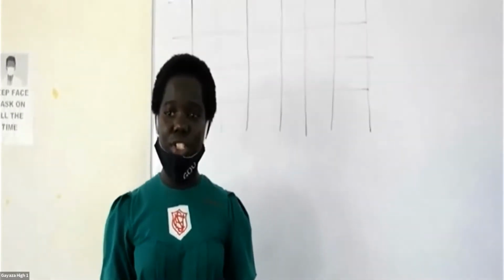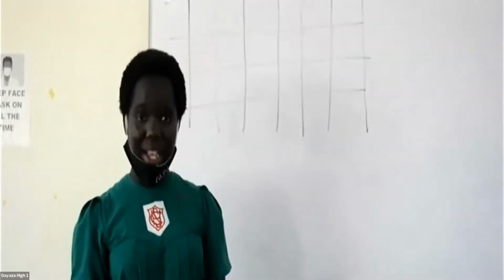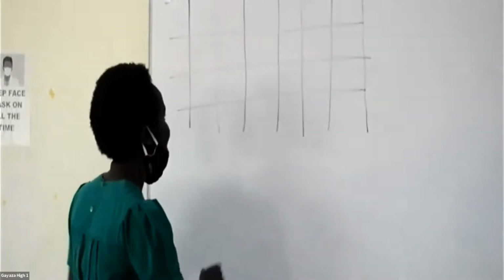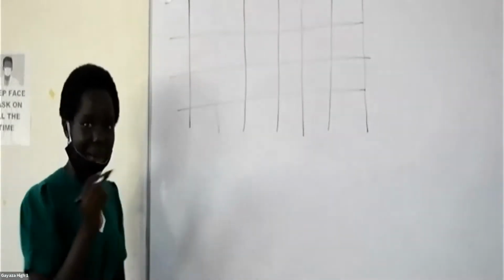And the question says, they require us to draw a table to show the outcomes. So our table will look like this, telling us that a die and a coin.